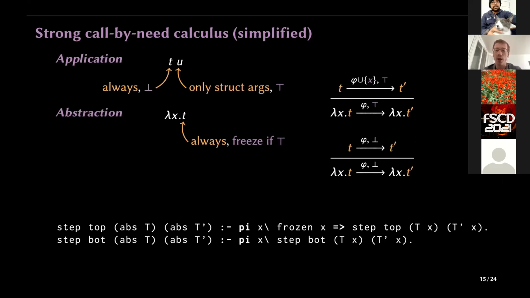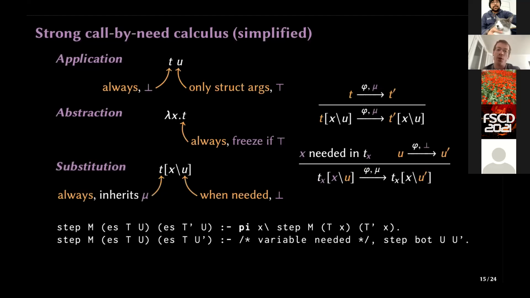In the case of an abstraction, which was also previously forbidden, this time it's always possible. We allow it unconditionally, but there is one subtlety which requires having two distinct rules. If this abstraction is at a top level like position, and only in that case, the variable x is frozen. So it is added to the set of frozen variables, and there is also, in the Abella code, the hypothesis frozen x, so you can see here.